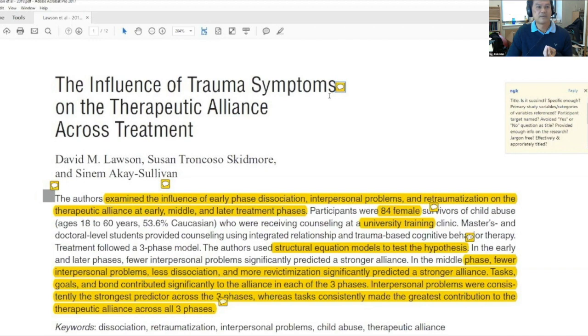All right. So it will be the therapeutic working alliance. It will be a major focus on that.